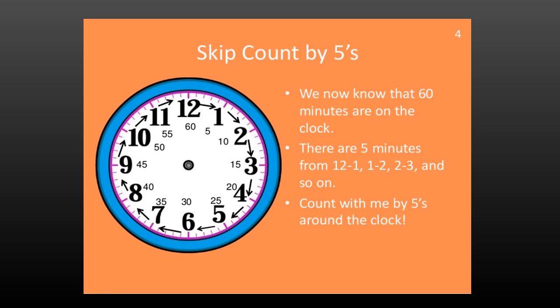We now know that 60 minutes are on the clock. So there are 5 minutes, for example, from 12 to 1, from 1 to 2, and so on. So as we move clockwise, we count on by 5. And as we move anti-clockwise, we count back by 5.